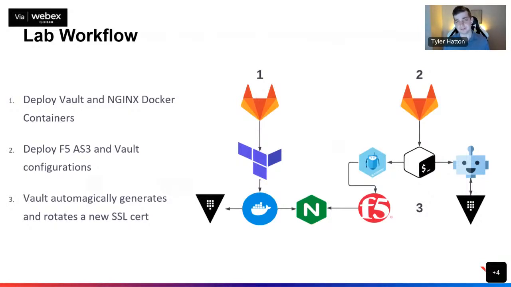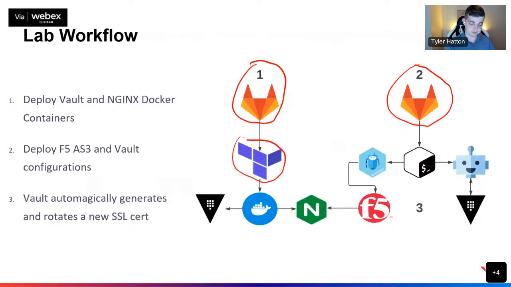So what we have done as part of this lab is we have simplified the process of not only spinning up our Vault and Nginx environments that we're going to use as a standard web application, but we've also automated the process of setting up a lot of the templates and scripts I just mentioned a moment ago using GitLab, which is this top guy right here. So we've set up different GitLab workflows or pipelines that basically use Terraform to spin up our Vault and Nginx instances inside of Docker containers.